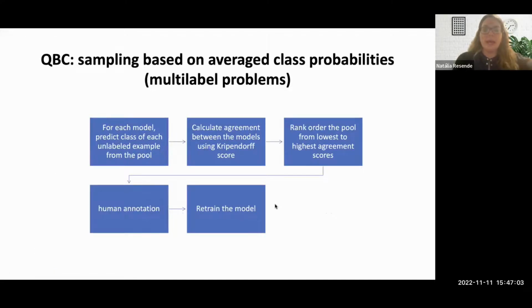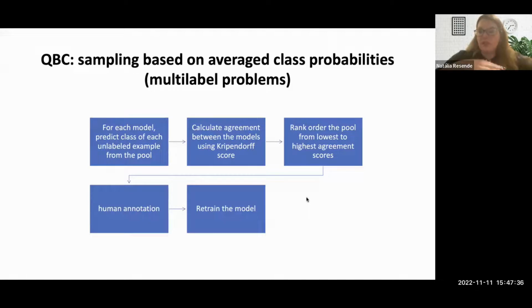So another way is to calculate the agreement, as I said, using an agreement measure. For each model, we predict the class of each unlabeled example from the pool, as I showed, and then we calculate the agreement between the models using the Krippendorff alpha score, or it could also be Cohen's kappa. And then we rank order the pool from the lowest to the highest agreement scores.